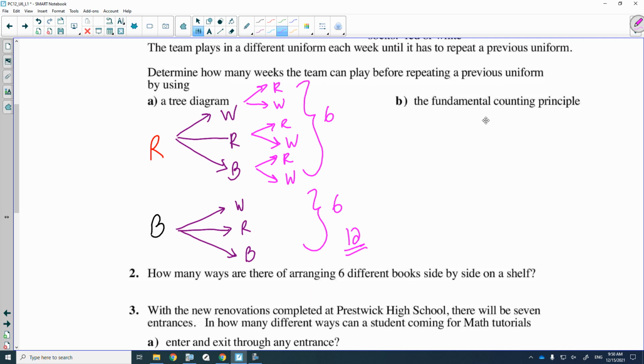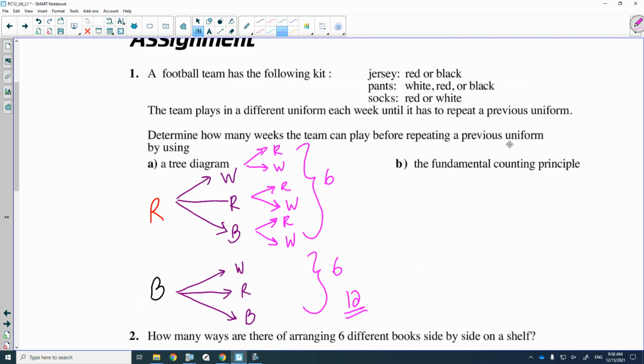Setting it up using the fundamental counting principle, you do your stages. So what would the stages be? Well, the first stage is going to be a jersey. And the jersey is either red or black, so there's two choices in that stage. The second stage is pants. White, red, or black. Three choices of pants. The third stage is socks. And there are red or white socks. Two choices there. You multiply the number of choices in each stage, and you are going to get 12.